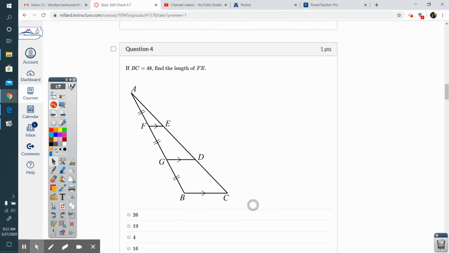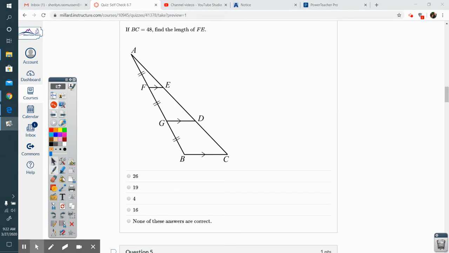Okay, next problem. Let's just start labeling. BC equals 48 right here. Find the length of FE. Okay, we've got the small triangle to the big. So we just match up those sides that correspond with each.